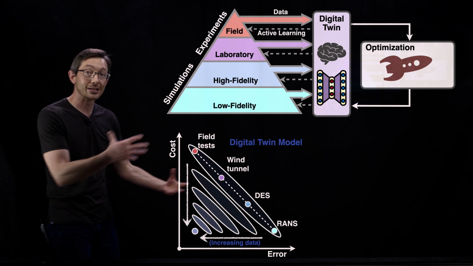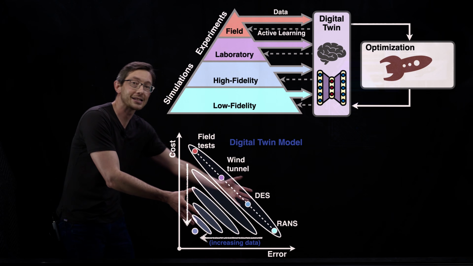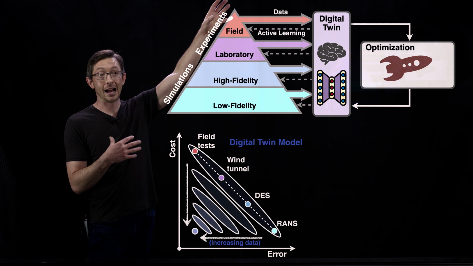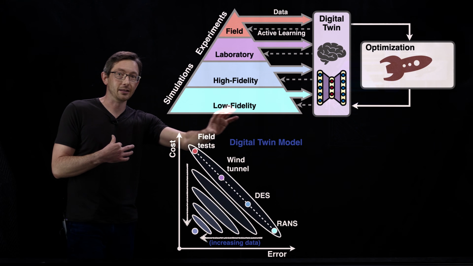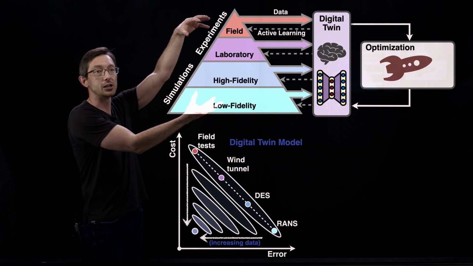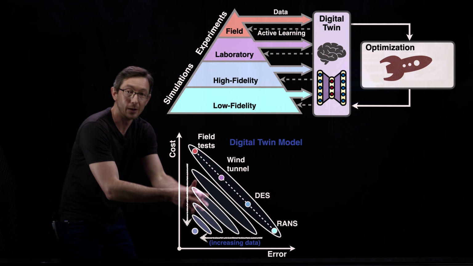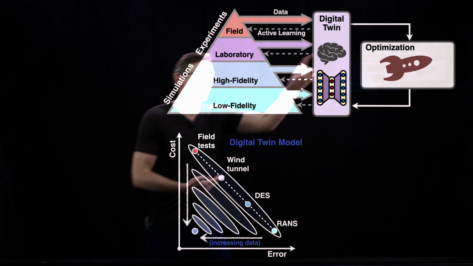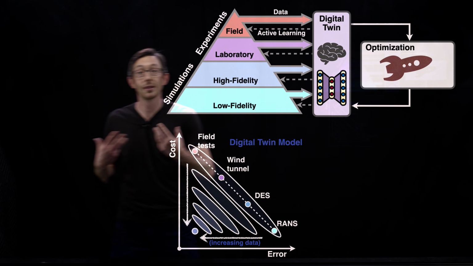And again, it's going to give us the best of both worlds, lower cost and lower error. So, if these field measurements have low error but high cost, and these low fidelity models have low cost but high error, can our machine learning model synthesize that into a model that is low cost and low error? And then we design and optimize over that surrogate model.